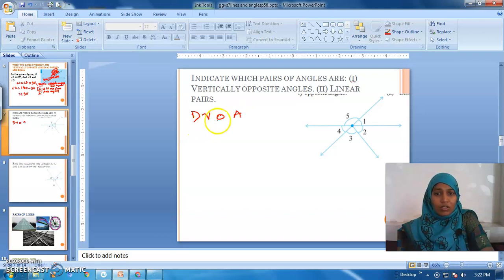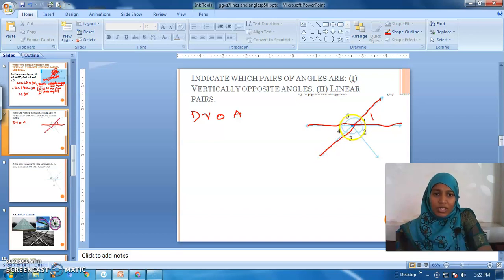In your classwork note, you should not write like this, children. You should write fully: vertically opposite angles. Okay, when we talk about vertically opposite angles, two lines or two line segments should intersect, isn't it? So how many lines are there here? This one full line and another line here.